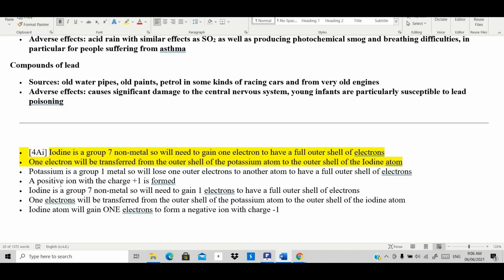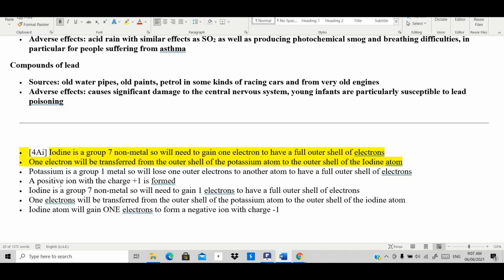So what happens here? Potassium is a group 1 metal, meaning it will form a positive ion with the charge of +1. So what happens to form a positive ion? It will lose its one electron. You know, it's losing the negative electron, so it will become positive. Okay, so to have a full outer shell of electrons, a positive ion with a charge of +1 is formed.